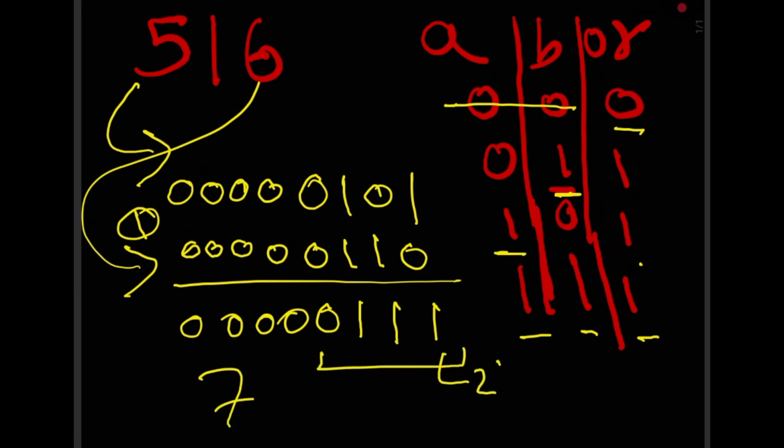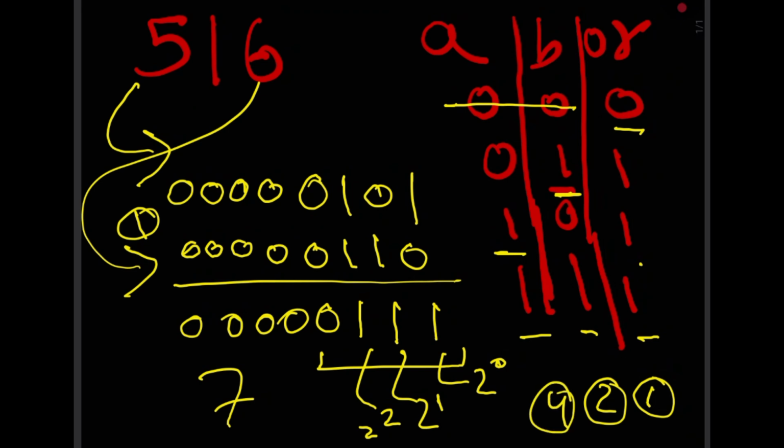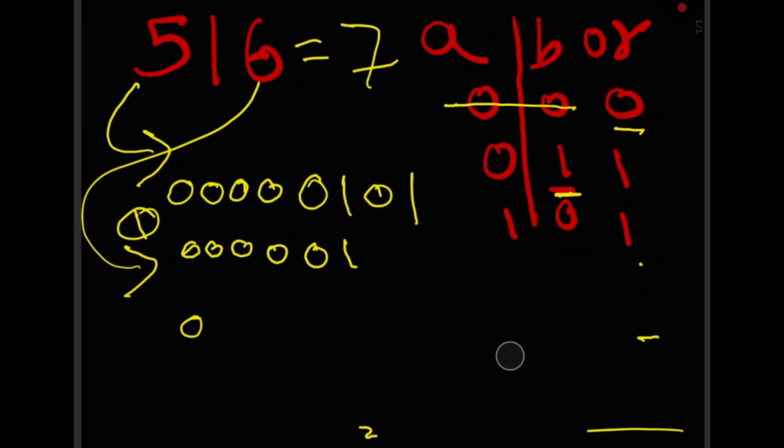Let us check here. 2 raised to power 0, 2 raised to power 1, 2 raised to power 2. So this will be 1 into 1, 1. 2 raised to power 1, that is 2 into 1 will be 2. 2 raised to power 2 will be 4 into 1 will be 4. So 4 plus 2, 6 plus 1, 7. So on doing this we are getting 7. So this is how the output is coming. Now next was not 5.